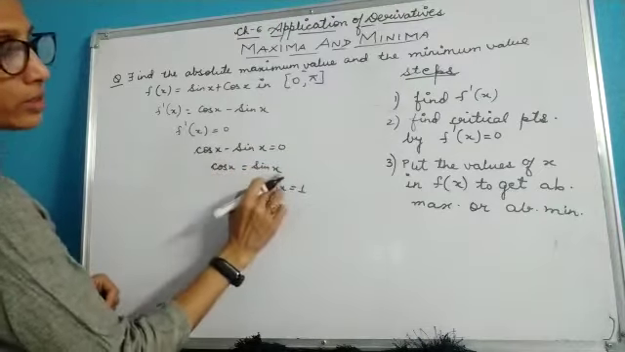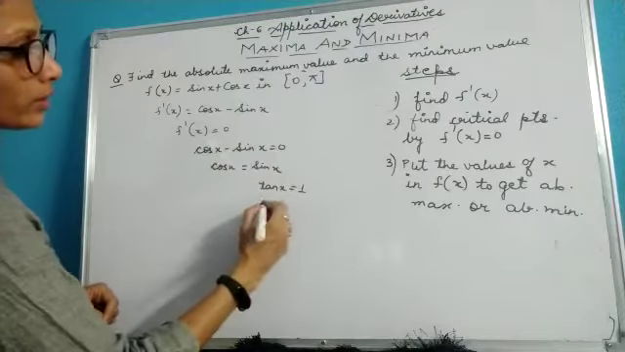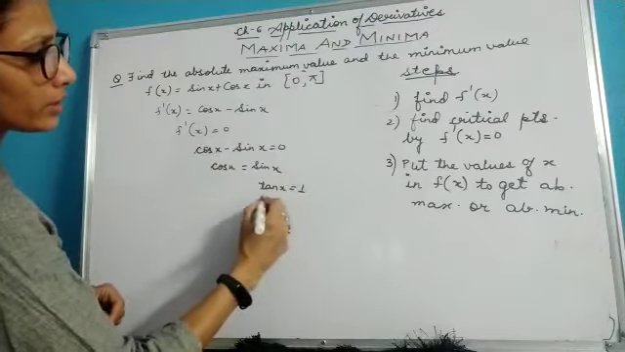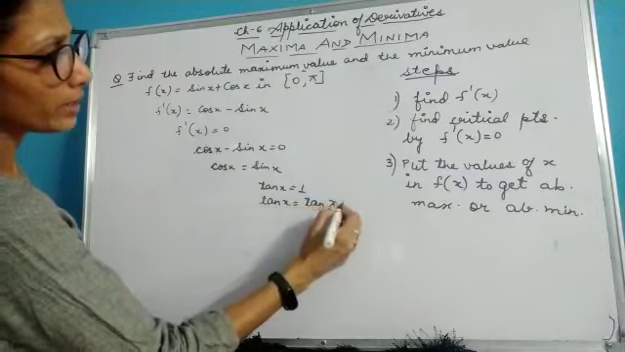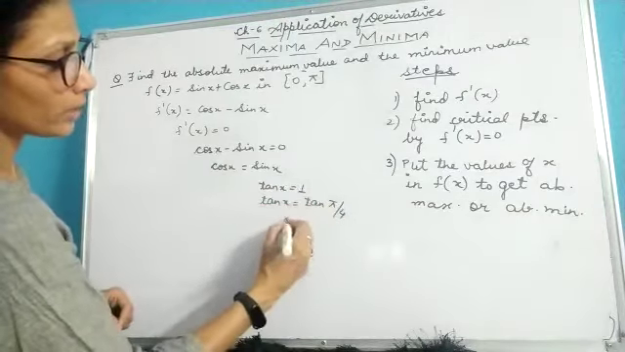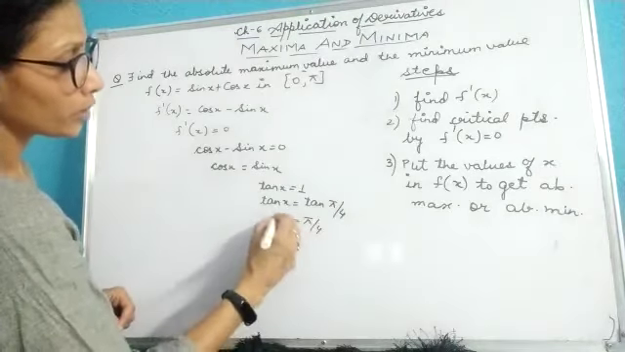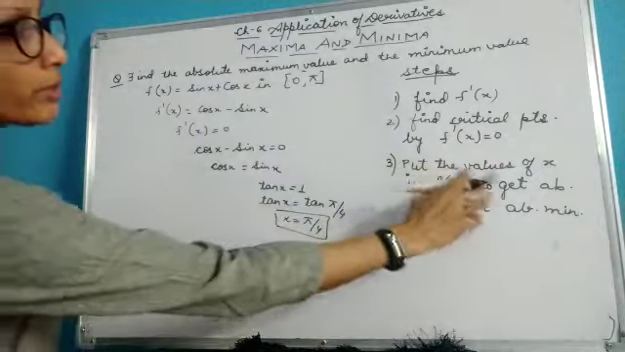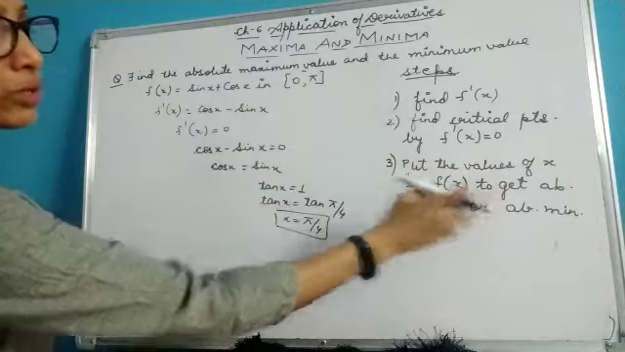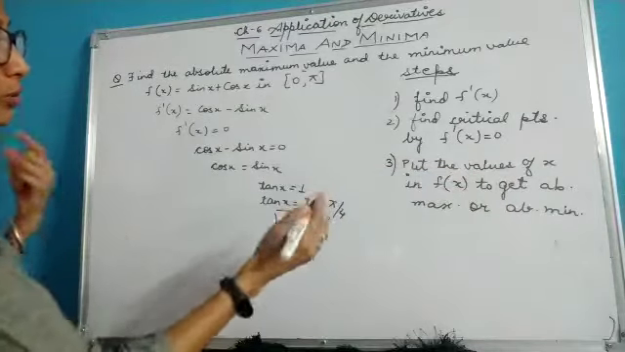I have taken this cos x down, so tan x equal to 1, and this 1 can be written as tan pi by 4. So this is tan pi by 4, tan and tan get cancelled, so x is equal to pi by 4. So this is my critical point or stationary point here. Now put the values of x in f(x) to get absolute maximum and absolute minimum.